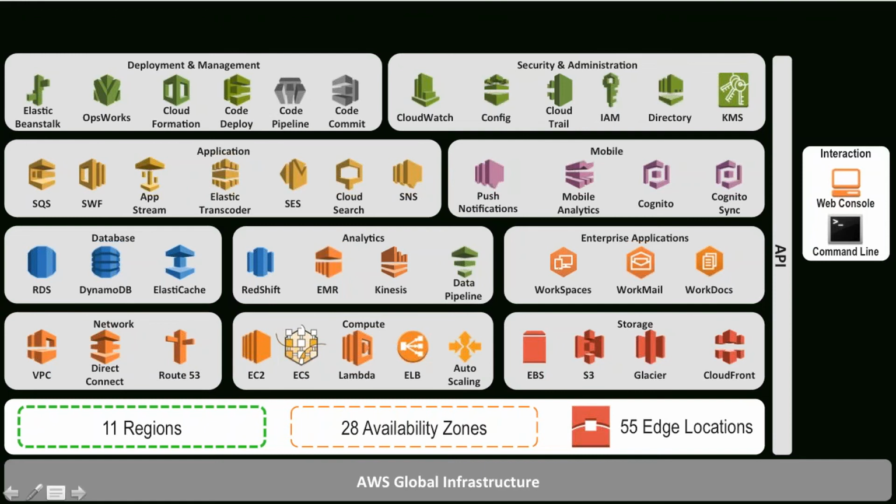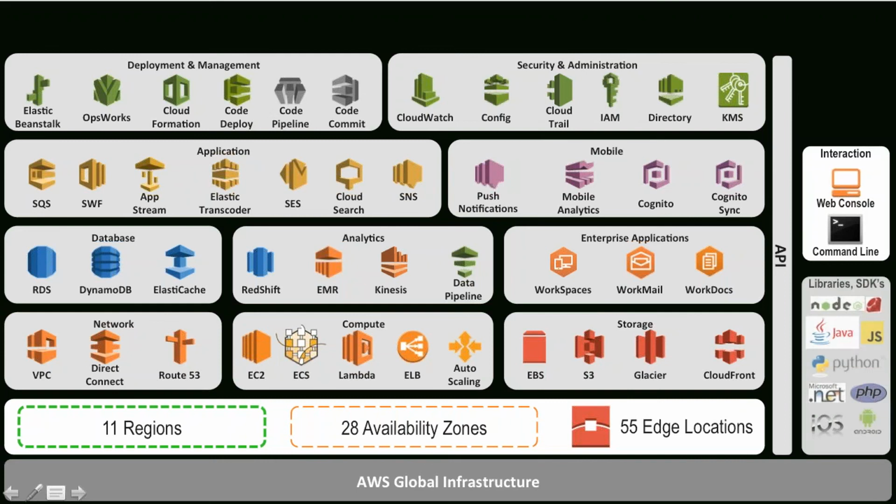One second. And as well as the web console and the command line, we have SDKs for Node.js, Ruby, Java, JavaScript, Python, Microsoft .NET, PHP, and the mobile SDK, which I mentioned earlier. So you can interface to all of these services via software developer kits, and simultaneously via the web console and the command line. So very, very flexible in how you interact with AWS.